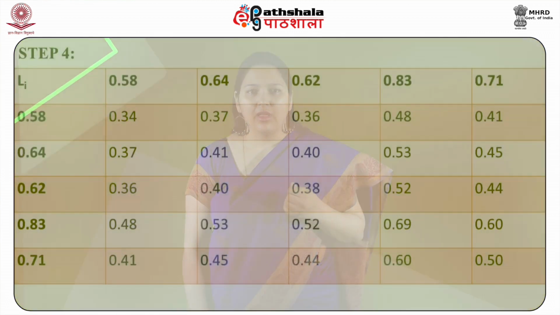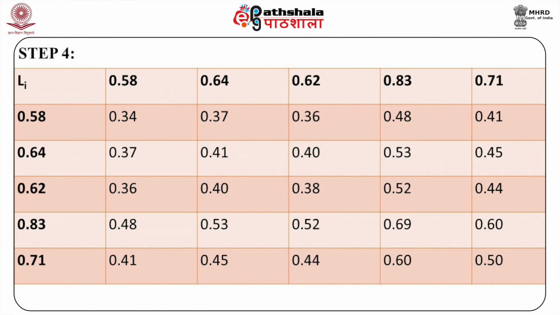Step 4. To obtain the second factor loadings, one has to first find the cross product matrix. List all the first factor loadings on the horizontal and vertical side of a table. Multiply corresponding rows and columns to obtain the cross product matrix. Li for test 1 factor loadings: 0.58, 0.64, 0.62, 0.83, 0.71.